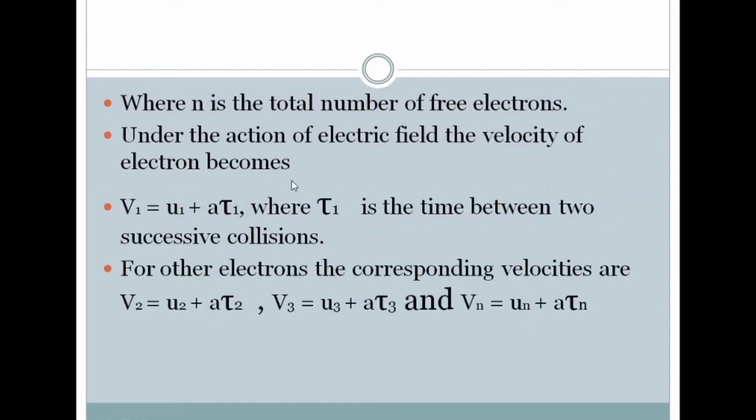Now, when an electric field is applied, the velocity of the electron becomes, let the velocity of electron 1 be v1, which is equal to u1 plus a tau 1, where tau 1 is the time between two successive collisions. Similarly, you can write the expression for the other electrons also. v2 is equal to u2 plus a tau 2. v3 will be equal to u3 plus a tau 3, and vn, the velocity of the nth electron, is equal to un plus a tau n.